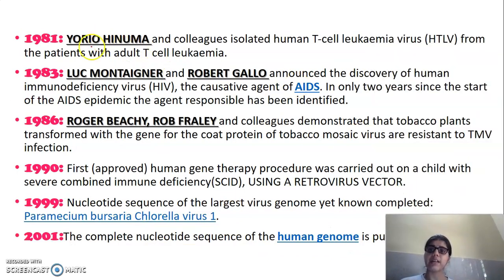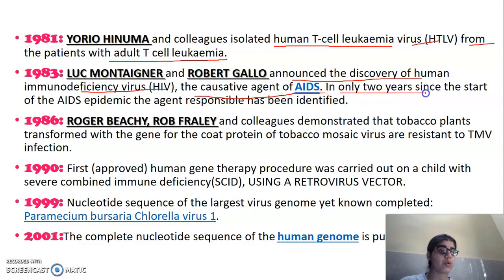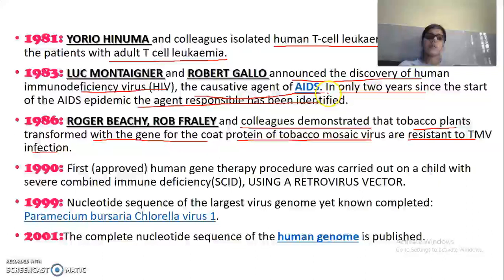In 1981, Yorio Hinuma and colleagues isolated human T-cell leukemia virus, that is HTLV, from a patient with adult T-cell leukemia. In 1983, Montagnier and Robert Gallo announced the discovery of human immunodeficiency virus, that is HIV, the causative agent of AIDS. It was only 2 years since the start of the AIDS epidemic that the agent responsible for this disease had been identified.